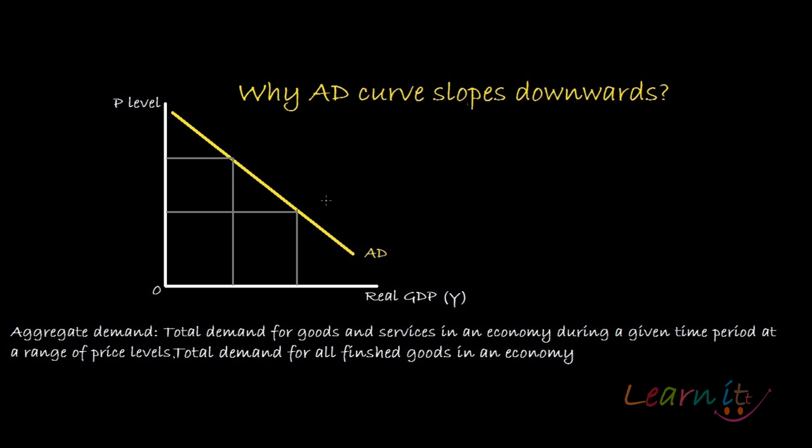What is aggregate demand? Aggregate demand is the total amount of goods and services demanded in an economy during a given period. Who demands aggregate output? Consumers, firms, government sector, and foreign individuals. AD is equal to C plus I plus G plus NX.